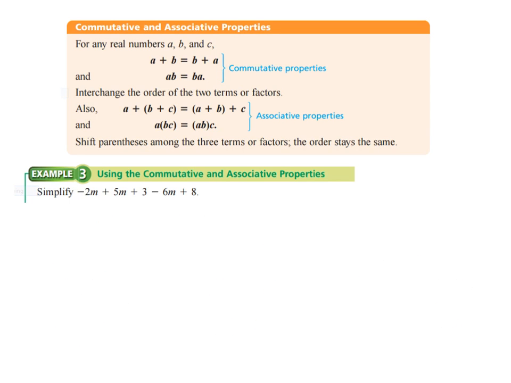Okay, so the commutative and associative properties, again, we've got commutative for both addition and multiplication, and associative for both addition and multiplication, so we can rearrange things the way that we want to, really. So for this first example, what I might do is just use my commutative property to rewrite this so that my like terms are together. Oops, I forgot my m there.